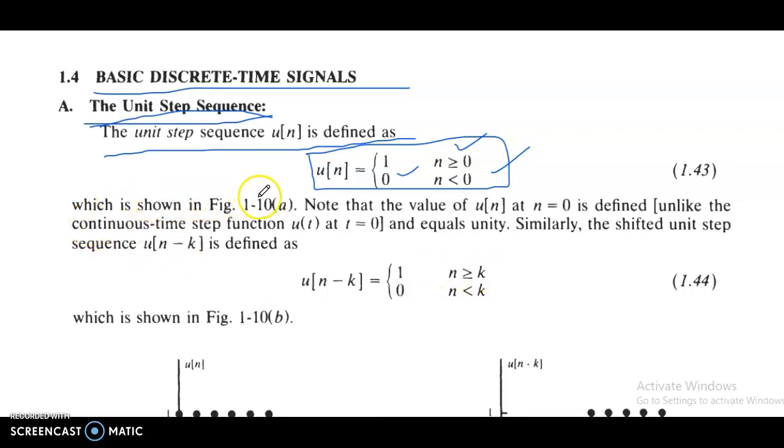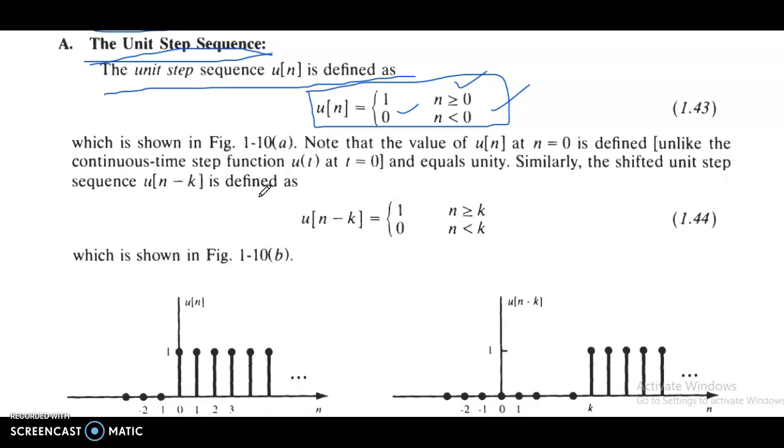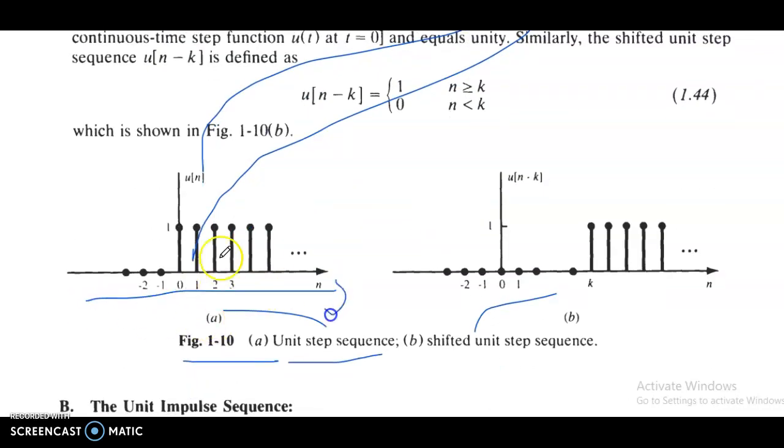which is shown in figure 1.10 A. Note the value of u of n when n equals 0. On the x-axis is n, on the y-axis is u of n, here 1, here 0, here 1, here 2, and so on. Here n is minus 3, minus 2, minus 1, 0, 1, 2, 3, 4, 5, and so on.